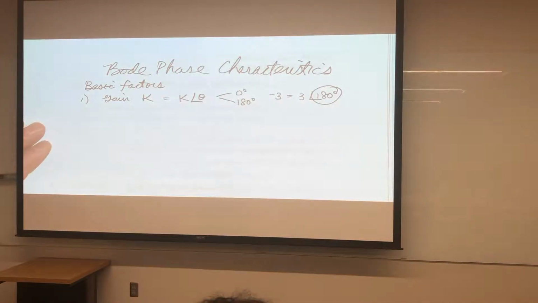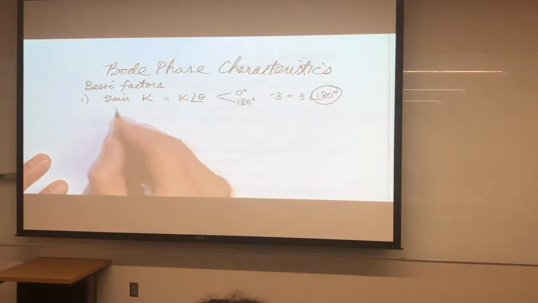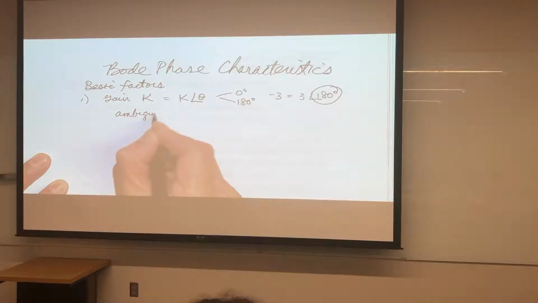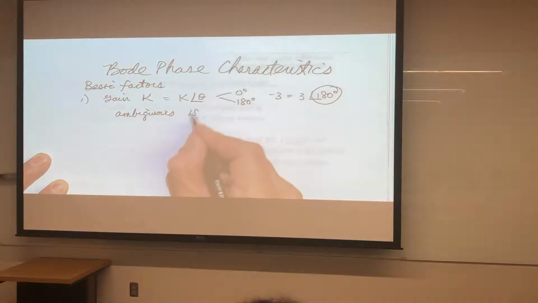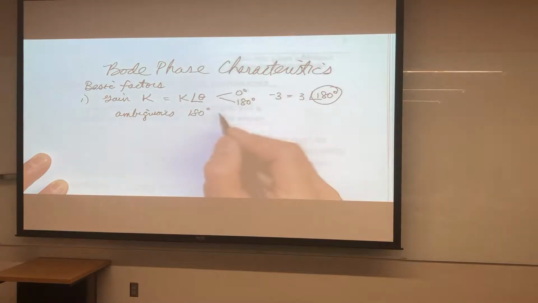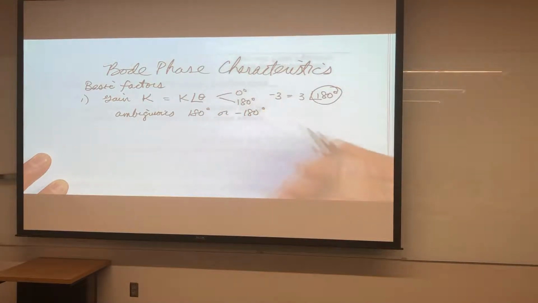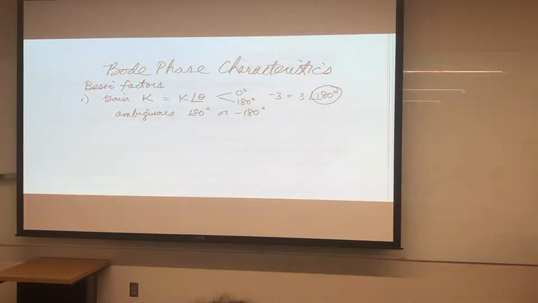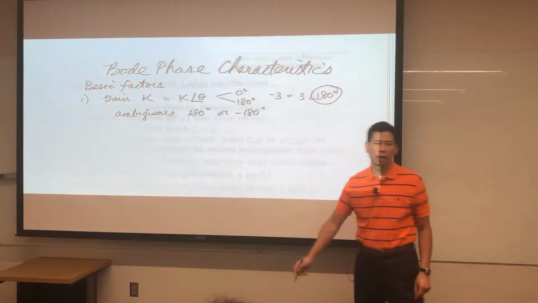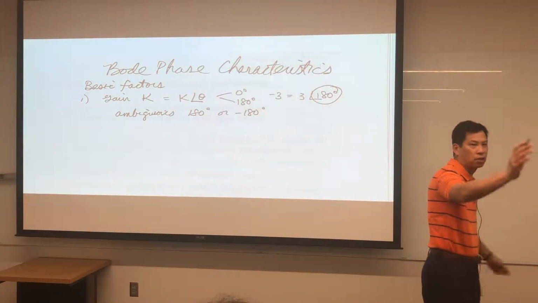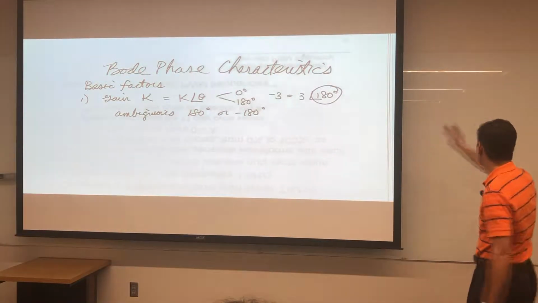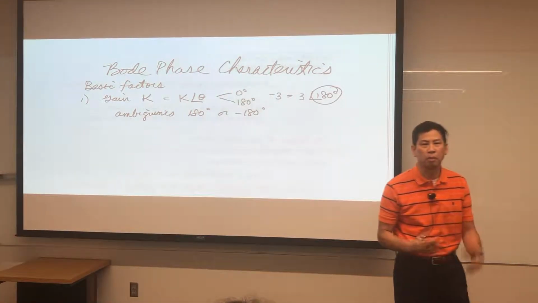A +3 would be a phase of 0 degrees. Now there's some ambiguity, because you've got to decide whether it's 180 degrees or minus 180 degrees. If I told you to turn 180 degrees, you would go like this. If I said turn negative 180 degrees, you would go like this. And in both cases, you would end up in the same place.